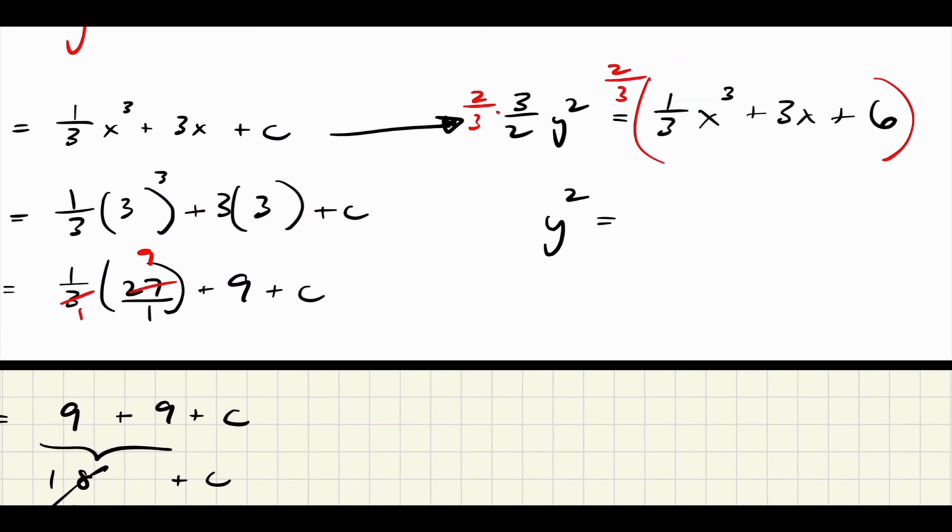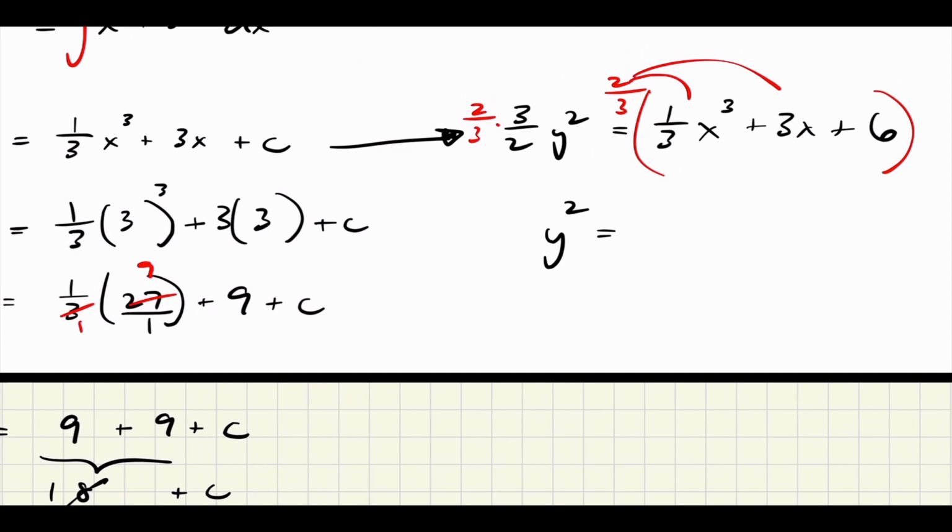So let's see. So when I do this, I'm going to distribute. 2/3 times 1/3 is 2/9. X cubed. Two-thirds times 3x is 2x. 2/3 times 6 is 4. Square root.